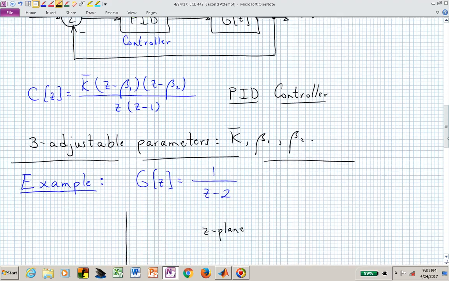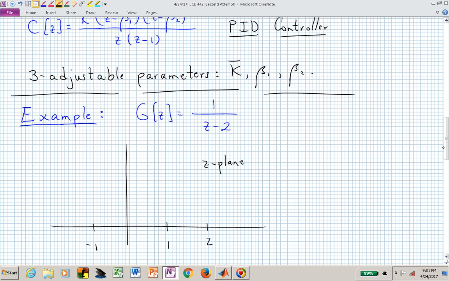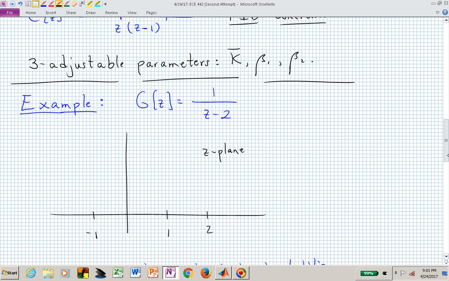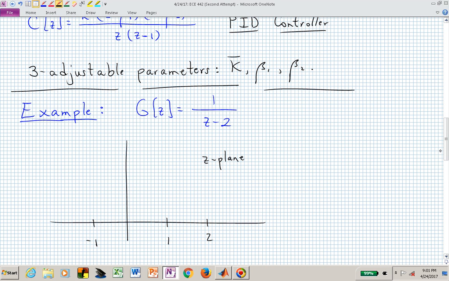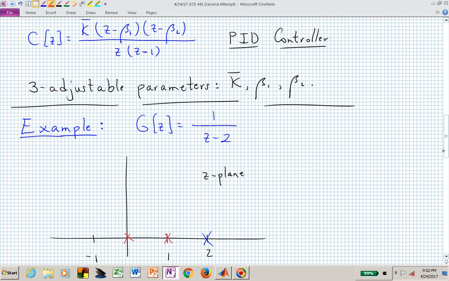Let's illustrate this, or remind ourselves of what we can do with a PID controller for this particular system, g of z, which is 1 over z minus 2. In this particular case, I hope it's clear that we're starting with an unstable system, and if we are going to actually control this with a PID controller, then we know immediately that we're putting one pole at z equal to 1, and we're forced to put the second pole of our PID controller at the origin, and that's in the denominator of our capital C of z.